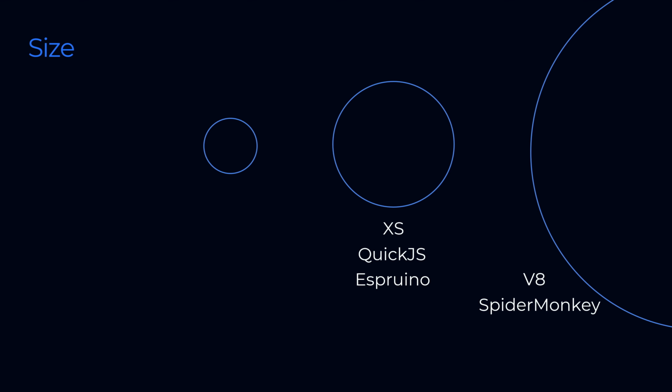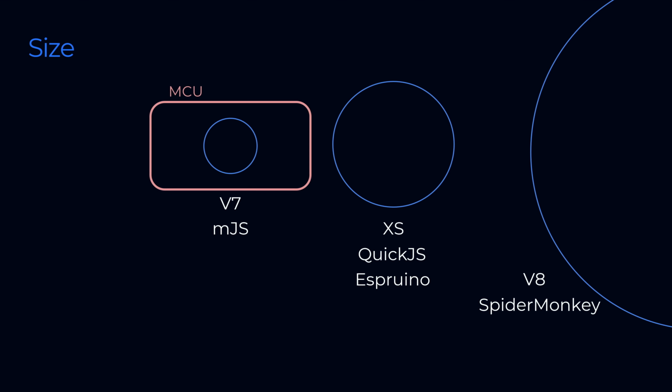If you're willing to give up some language features, there are engines like V7 and its successor MJS, which compile to just tens of kilobytes. MJS in particular is around 50 kilobytes. If you're trying to fit on a device with, say, 256K of flash, MJS fits, but it's quite a significant size cost. Note that the shapes on this slide are roughly to scale.